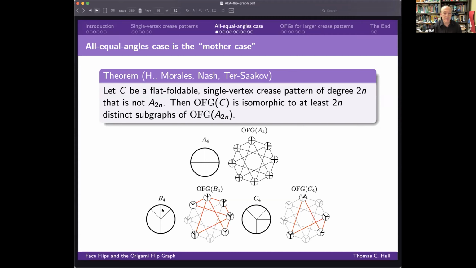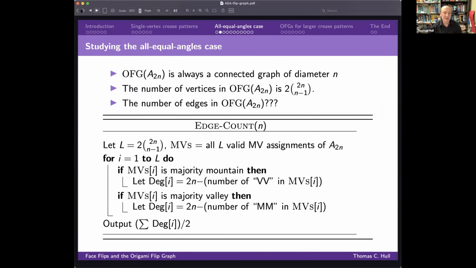If you start changing some of the angles, make some of them smaller, that removes some vertices from your origami flip graph. There's some crease patterns that are no longer valid that were valid in the all equal angles case, and so therefore it removes some edges too. So you get a subgraph. Here I've tried to draw these, the bird's foot and then this other vertex. You can see that their origami flip graphs are really subgraphs of the all equal angles case. So that again makes this all equal angles case an interesting case to explore, which is what I want to do in the next few slides.